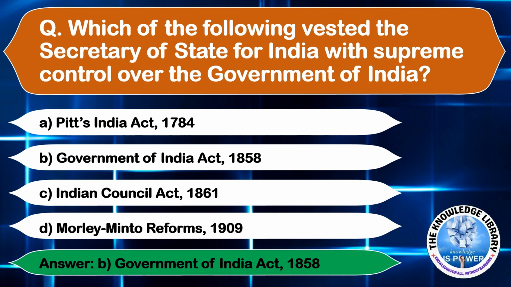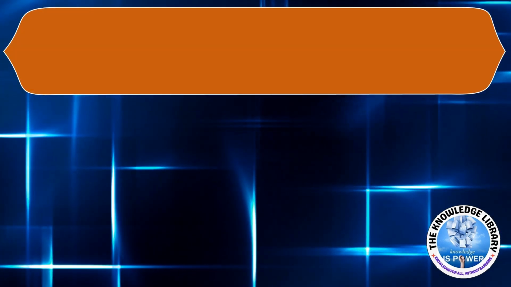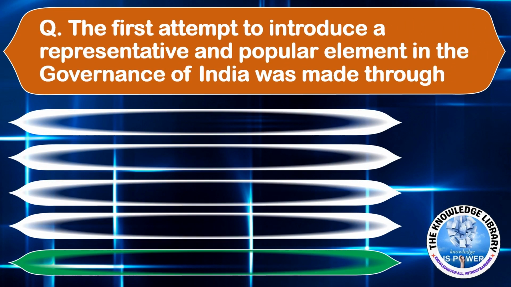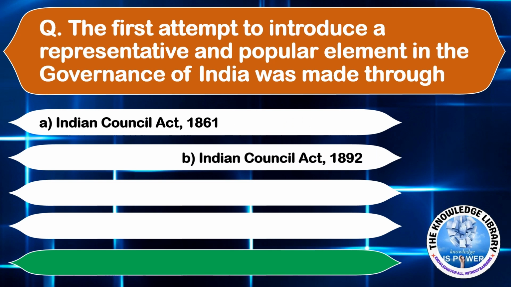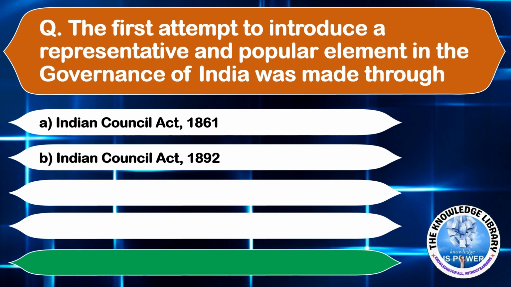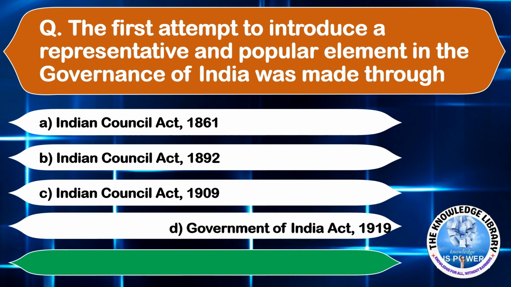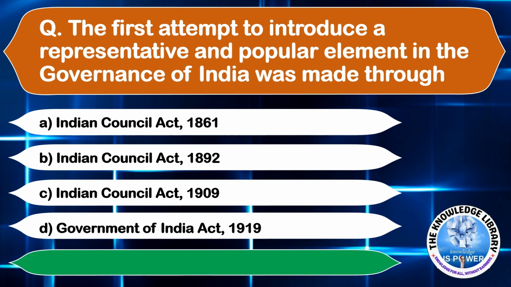The next question is, the first attempt to introduce a representative and popular element in the governance of India was made through? Option A, Indian Council Act of 1861. Option B, Indian Council Act of 1892. Option C, Indian Council Act of 1909, and option D, Government of India Act 1919. The correct answer is option A, Indian Council Act of 1861.